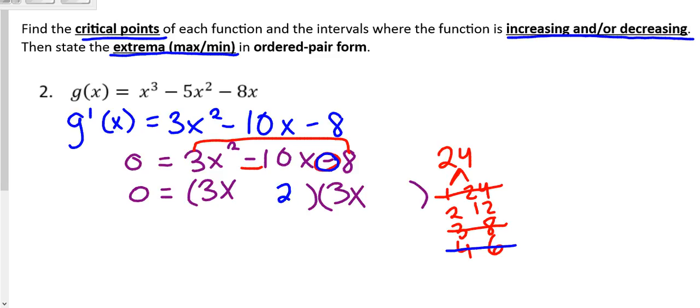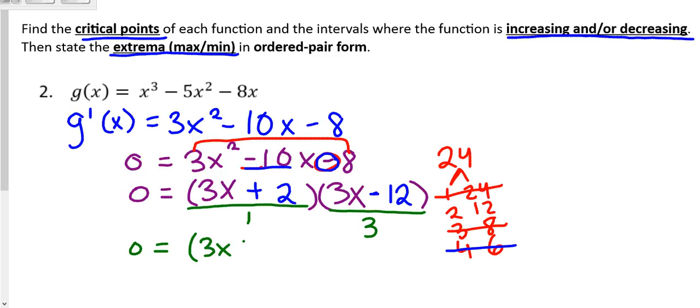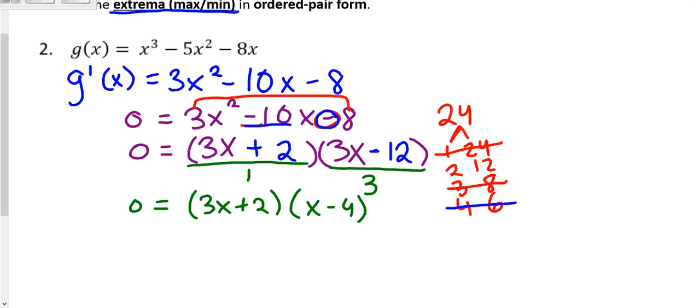So I will use 2 and 12. I need a negative 10, so the 12 will be negative and the 2 will be positive. Don't forget your last step of fake factoring is dividing out what each factor has in common. 3 and 2 don't have anything in common. 3 and 12 have 3 in common. So my final factors are 3x plus 2 and x minus 4. This leads to my critical numbers: x equals negative 2 over 3 and positive 4.